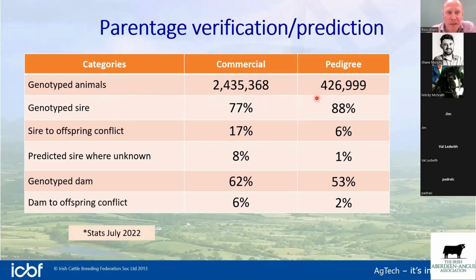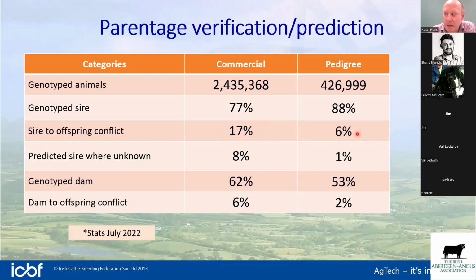pedigree animals. And just some of the metrics on those, of that 2.4 million commercial animals, at this stage, about 77% of those actually have a sire genotype as well. In the pedigree, it's slightly higher. It's about 88% of them. And in terms of sire to offspring conflicts that we are seeing, there's about 17% what we would say is wrongly recorded sires. Basically, it's not far off 1 in 5.